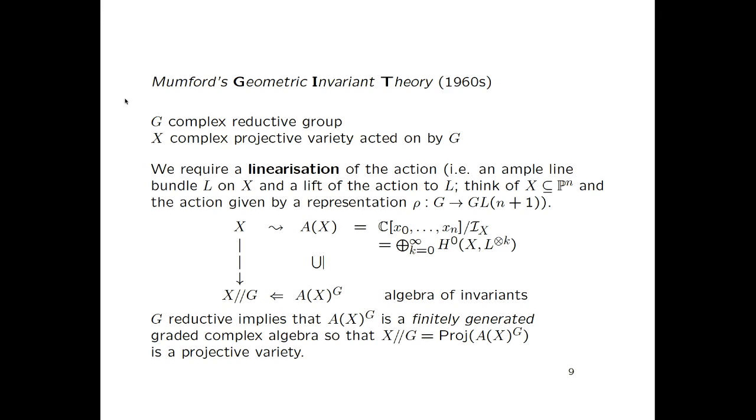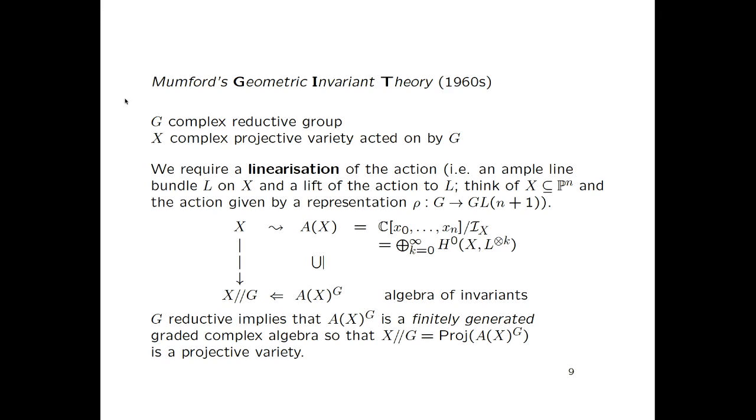And then the idea is that to the projective variety, with the ample line bundle, you can look at the homogeneous coordinate ring, or the algebra of sections of powers of the line bundle. And the linearization tells you that you get an induced action of the group on that.